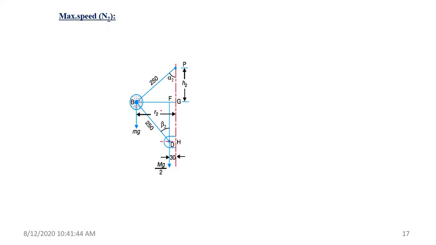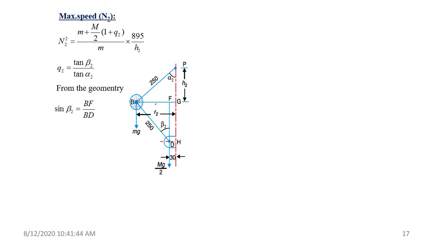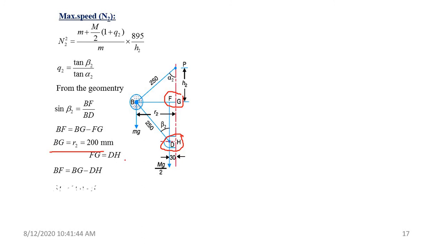Then the maximum speed condition. What changes for the maximum speed condition? Only the radius changes. What is the radius for the maximum speed here? 200. For minimum speed the radius is 150. Only this one data changes. From minimum to maximum speed, the R1 and R2 values will be changed. So from the geometry, you can find the VF value from the same relation. Apply this VF value.